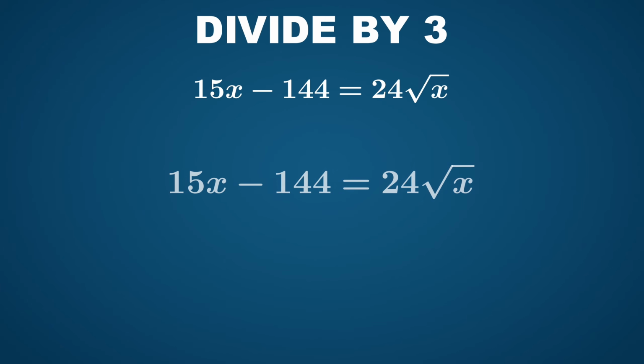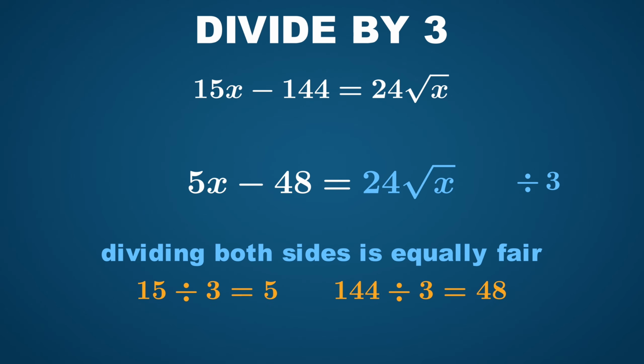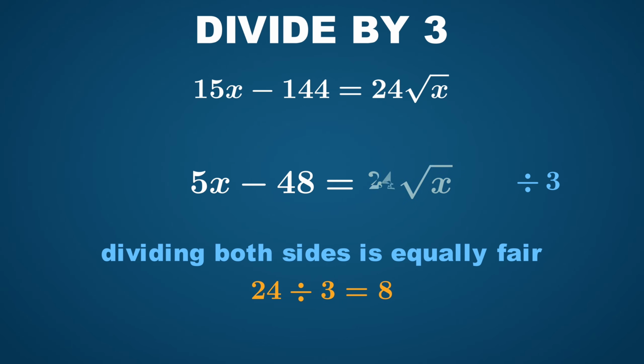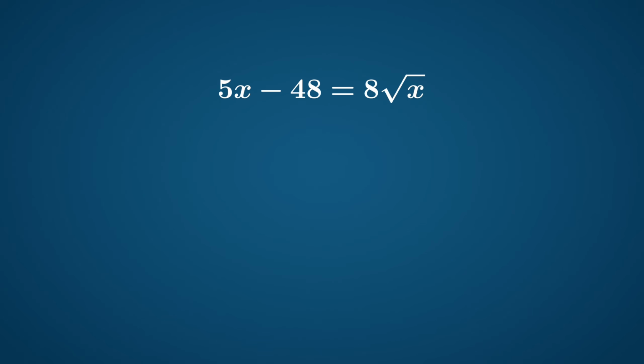Every number in sight, 15, 144, and 24, divides evenly by 3. So we divide the entire equation by 3 to shrink the numbers. Dividing both sides by the same number is equally fair. 15x divided by 3 is 5x, and 144 divided by 3 is 48. On the right, 24 divided by 3 leaves 8 root x. So the equation becomes 5x minus 48 equals 8 times root x.